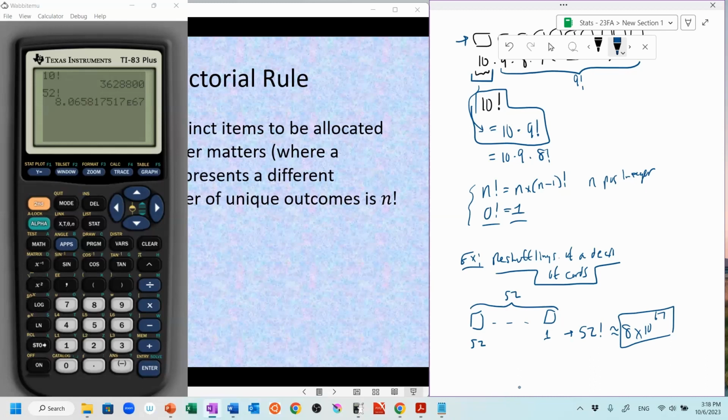The physicists estimate that there are something like 10 to the 80th particles, like electrons and things in the entire universe. So you can imagine 10 to the 67 is getting up to about that size. And I kind of did the math on this one time a while ago.